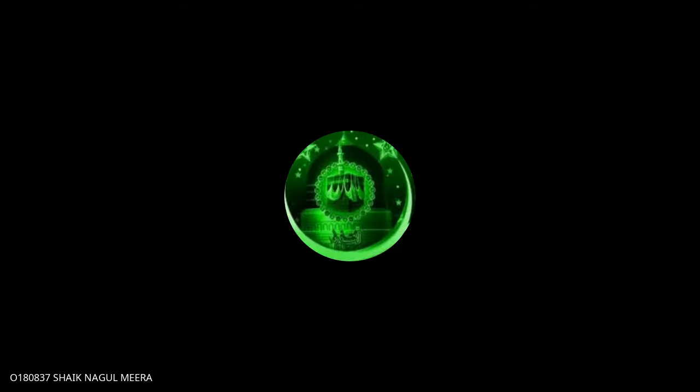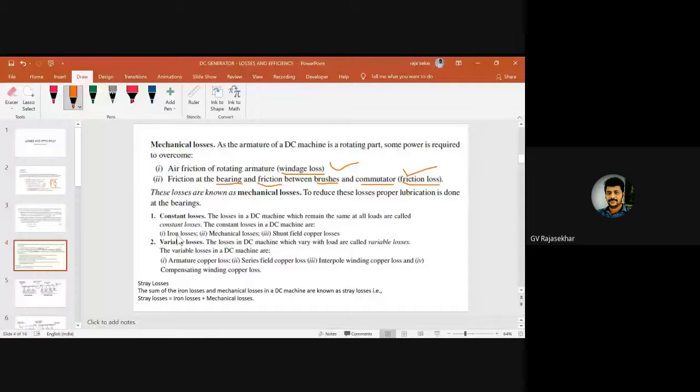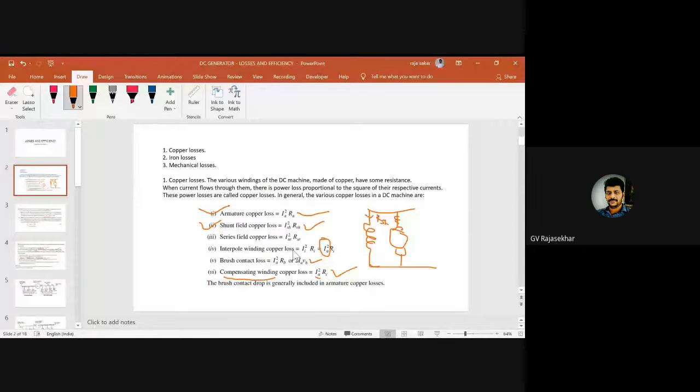So how many losses are there? Core loss, copper loss, mechanical loss. Okay, so out of these three losses, what are constant losses and what are variable losses? Iron loss, that is mechanical loss, and shunt field copper loss. Shunt field copper loss is called constant loss. Very, very important: shunt field copper loss is a constant loss.